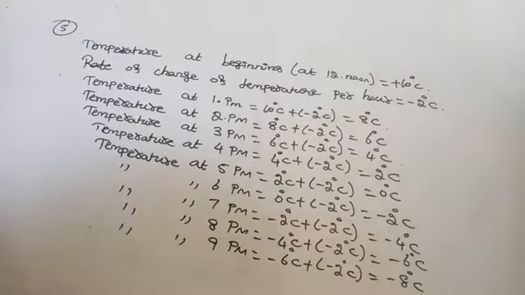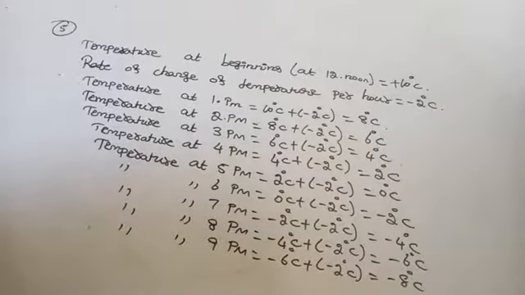Are you getting the first point? What is the first question? At what time would the temperature be 8 degrees Celsius below 0? That is minus 8 degrees Celsius. So at 9 p.m. the temperature will be minus 8 degrees Celsius. Am I right, dear? Yes.